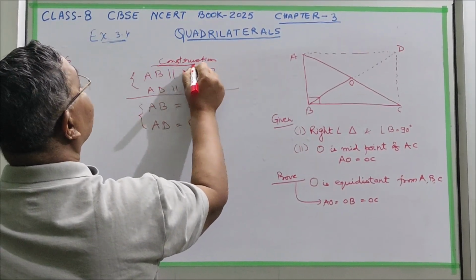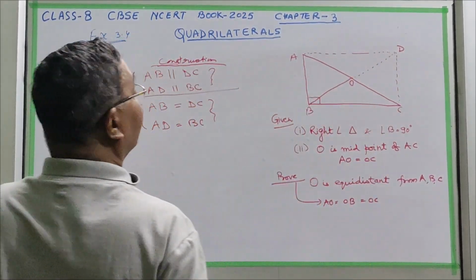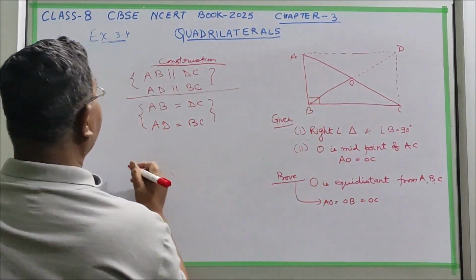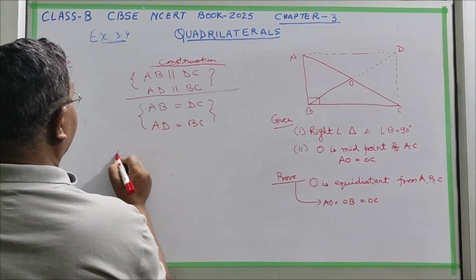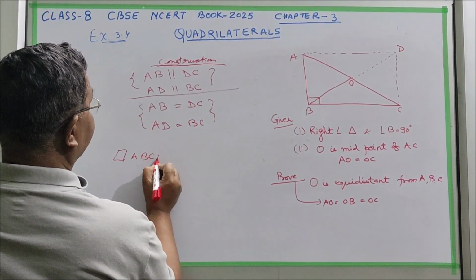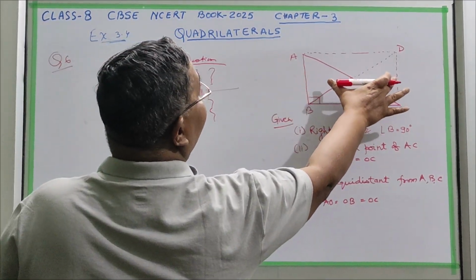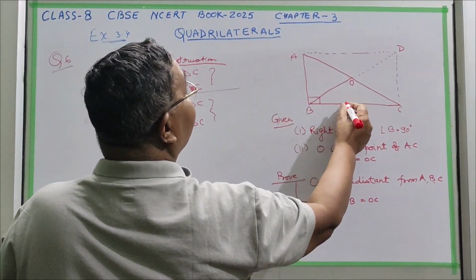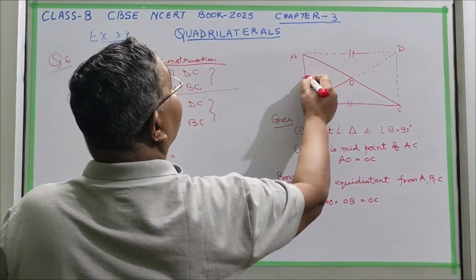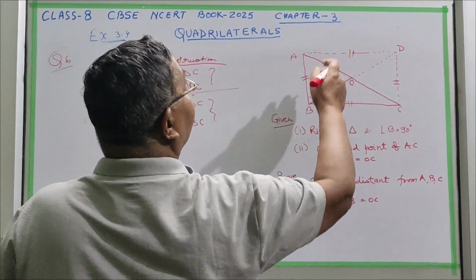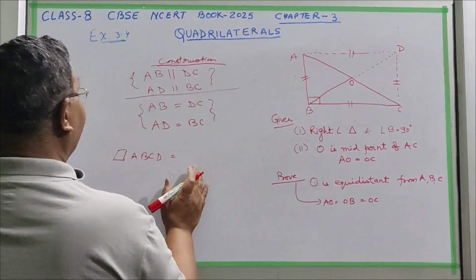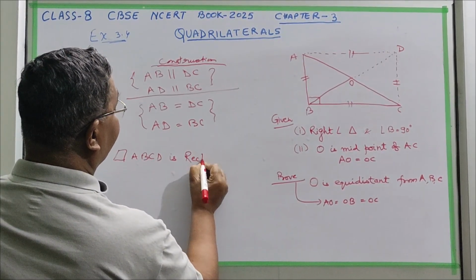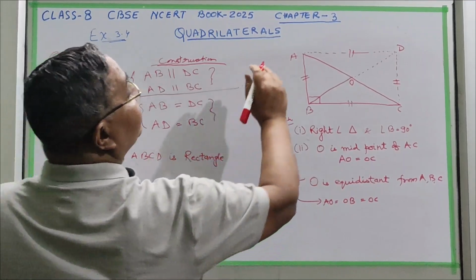These constructions we are making, and this line is equal. So here in the quadrilateral ABCD, what you see is these two lines are parallel, and this is parallel, and it is equal also. So it has the qualities of a rectangle. Okay, this is a rectangle.